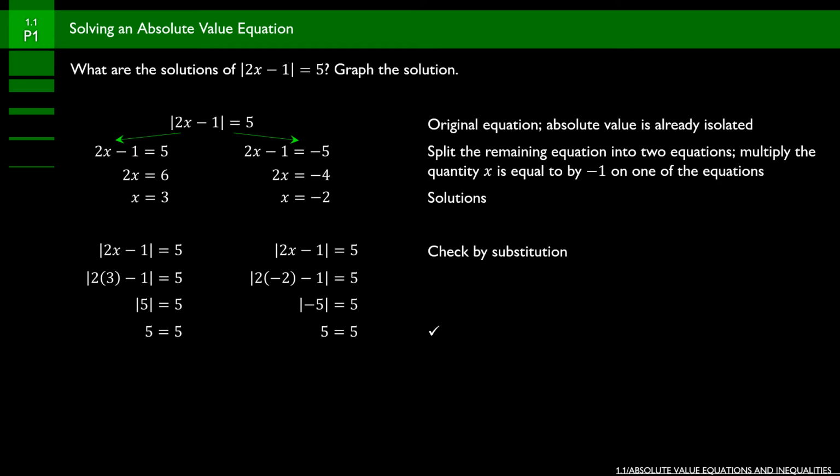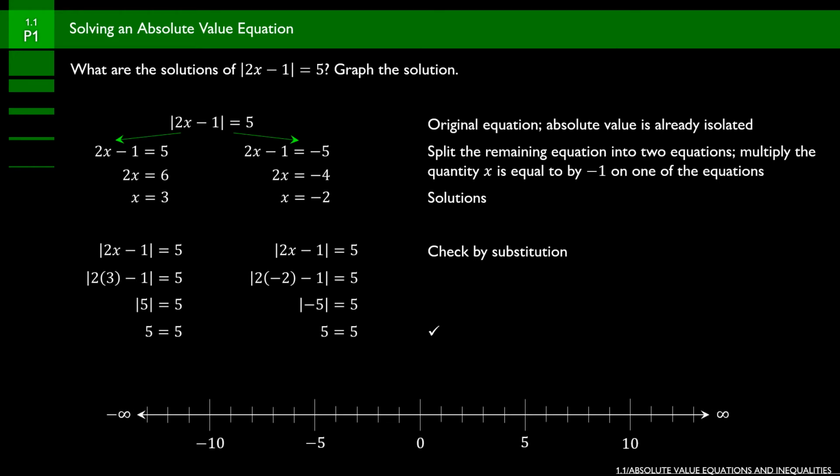our solutions are correct. To finish off the question, we're going to go ahead and plot both of those points, and you can see as the number line comes up that we put one point at negative 2 and the other point at 3, and that's all we've got to do to graph it.